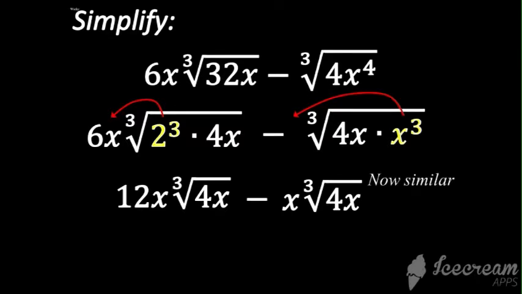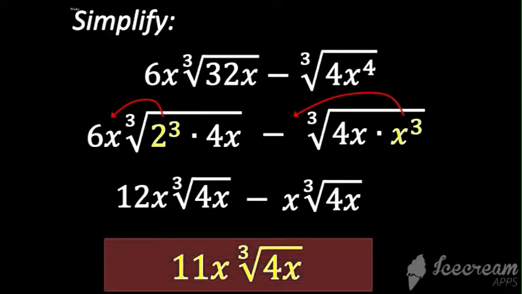Looking at the results, they are now similar. So we can now subtract them. 12x minus x, we get 11x. And then cube root of 4x.